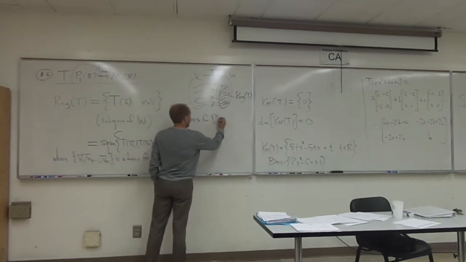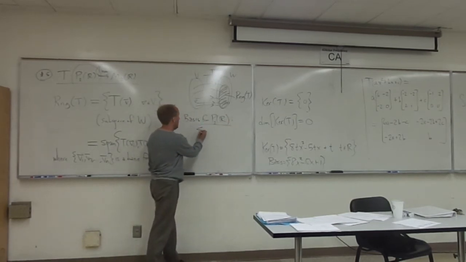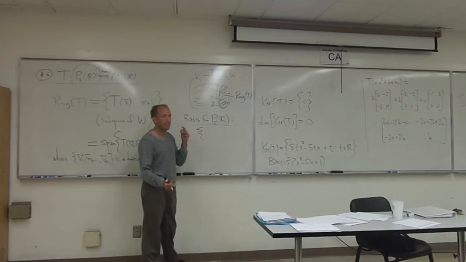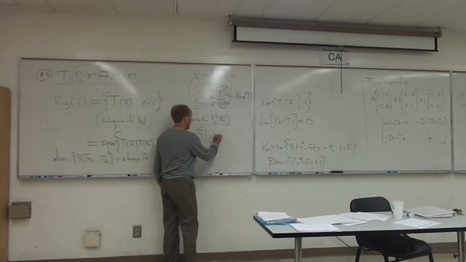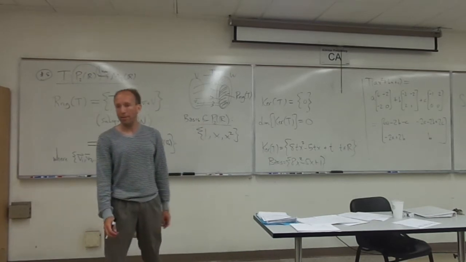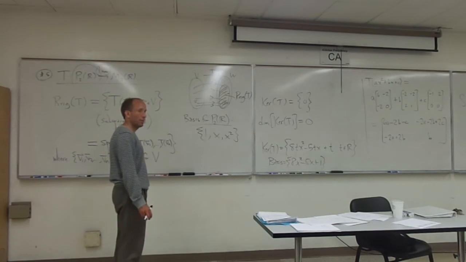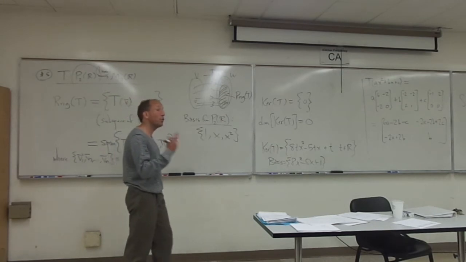This is not a hard one. Basis for P2 of R. Anybody? 1, x, x squared. Thank you. Yep, that's the standard basis. That's the one we should always just think of using. Okay? Just the powers of x. Okay. Good enough? So I have to transform 3 vectors here.